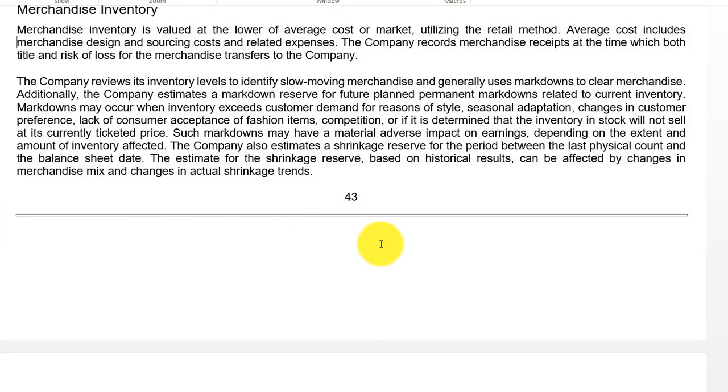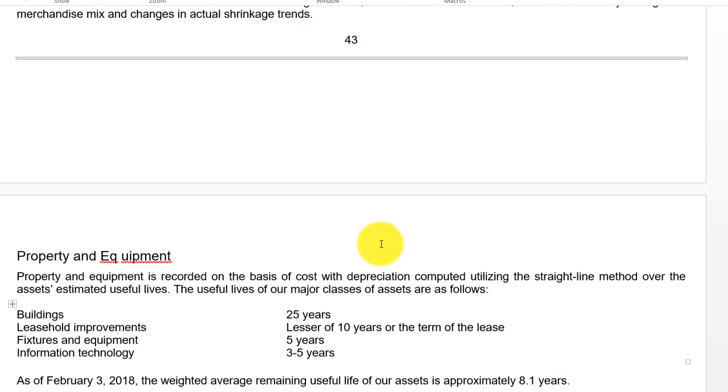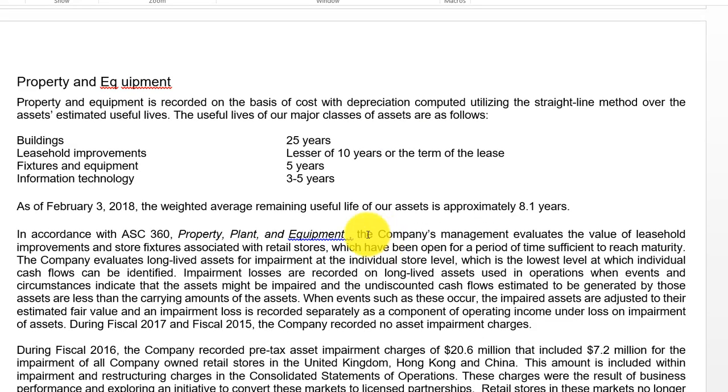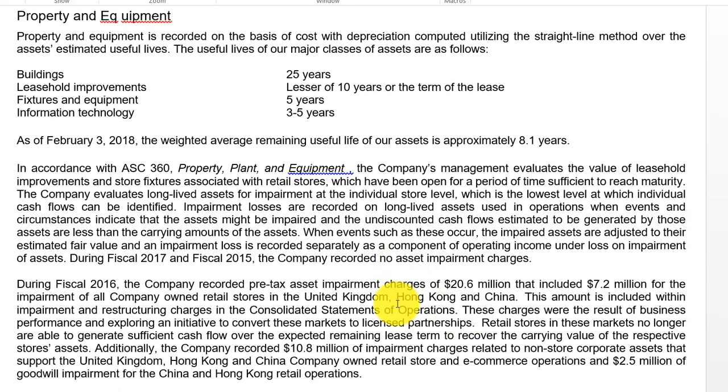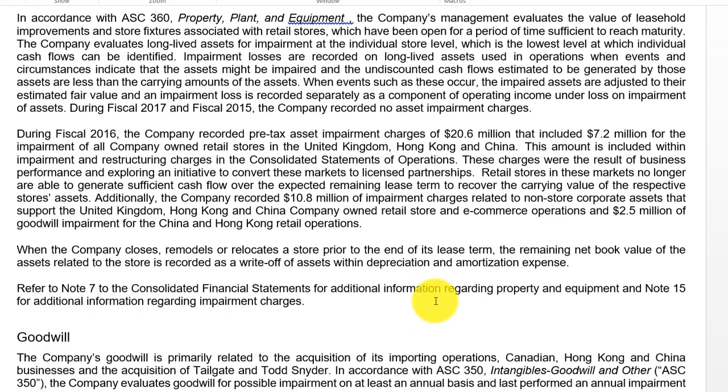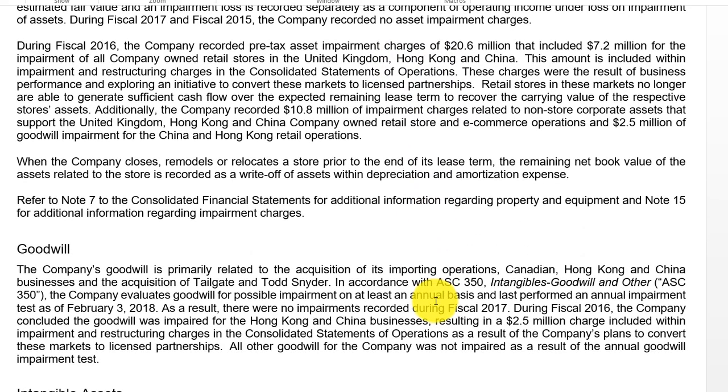So continuing on, we see that there's some property and equipment. You see how they depreciate it, what the useful life is, weighted average of those, some of the rules that apply to that, and how they deal with things like impairments and carrying amounts. Again, measurement ideas and a concept of how we apply value to those, and the amounts that needed to be described, that sort of thing.